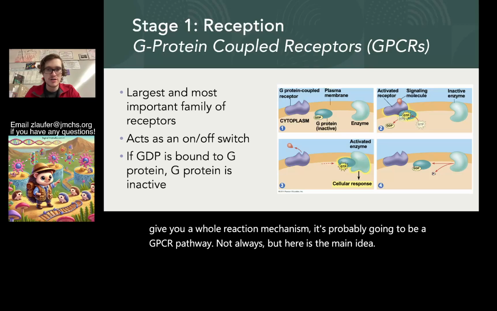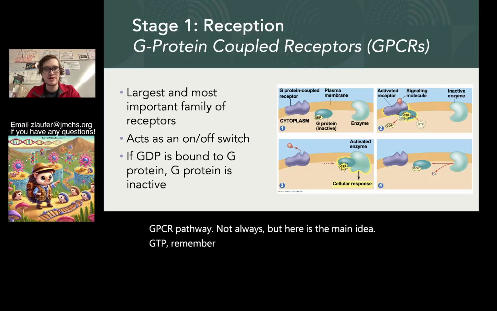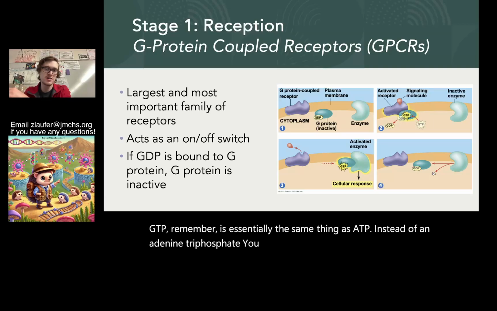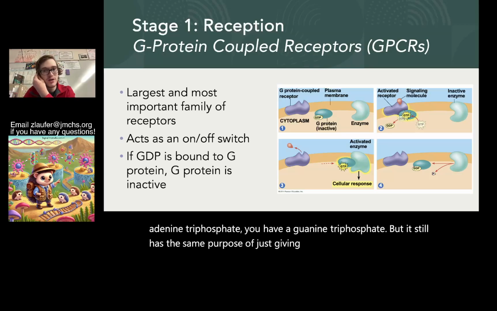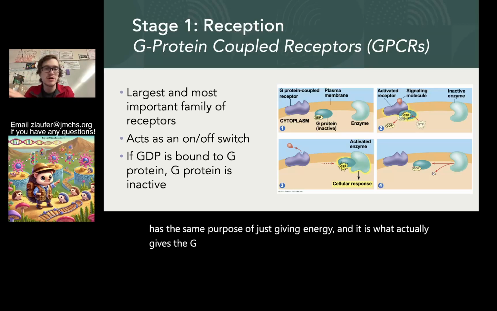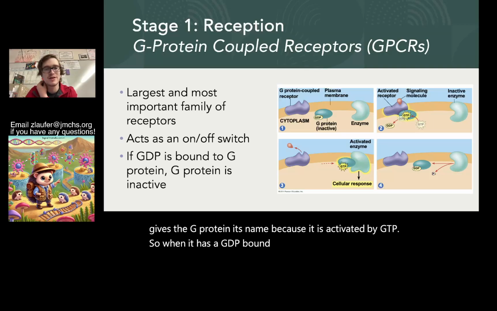GTP, remember, is essentially the same thing as ATP. Instead of an adenine triphosphate, you have a guanine triphosphate, but it still has the same purpose of just giving energy, and it is what actually gives the G protein its name because it is activated by GTP. So when it has a GDP bound to it, it's inactive. If it has a GTP bound to it, it's active.